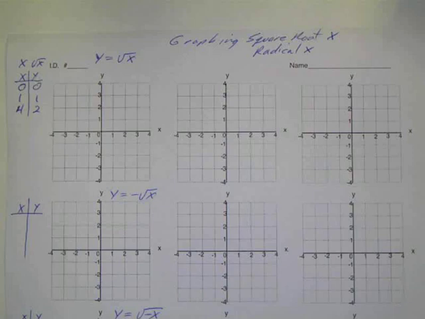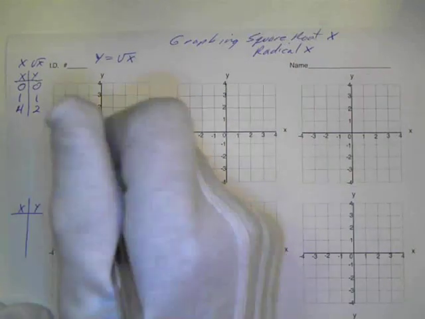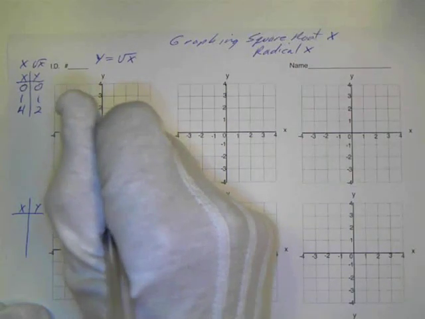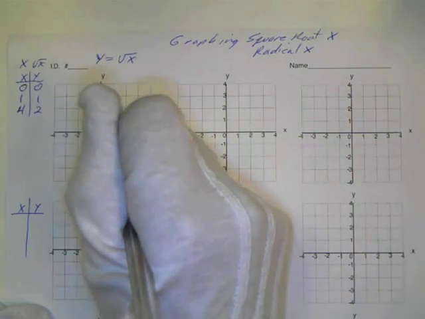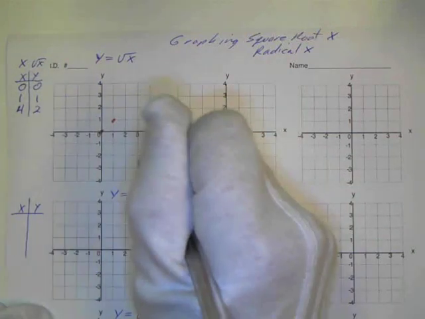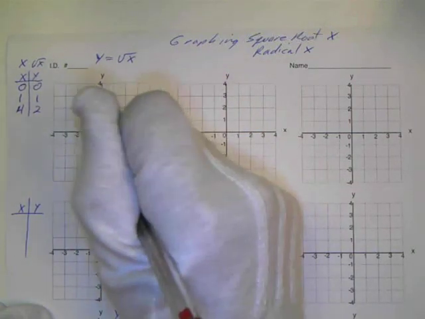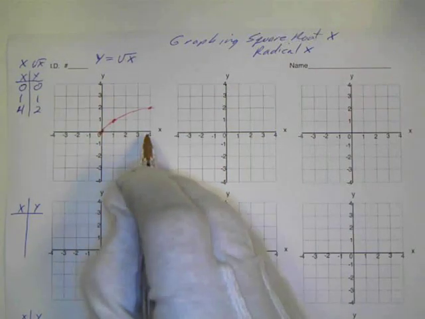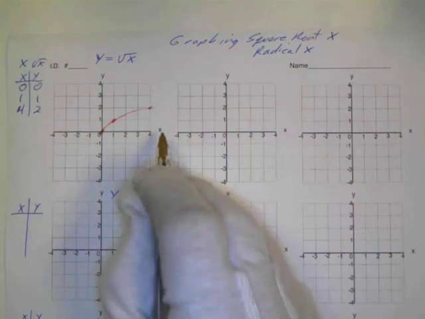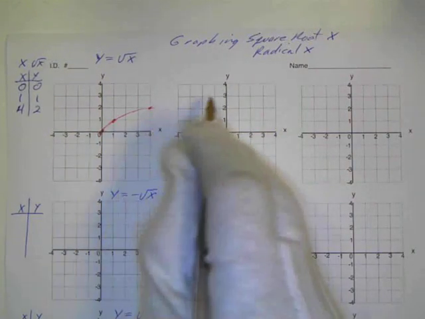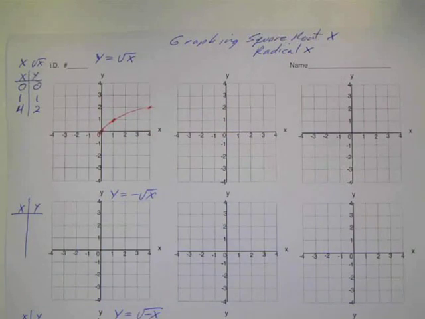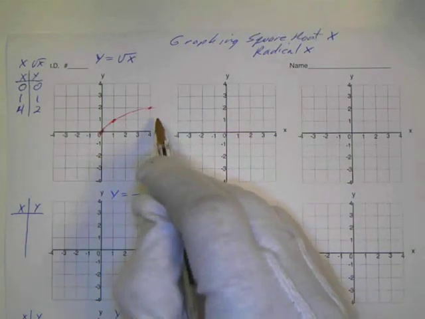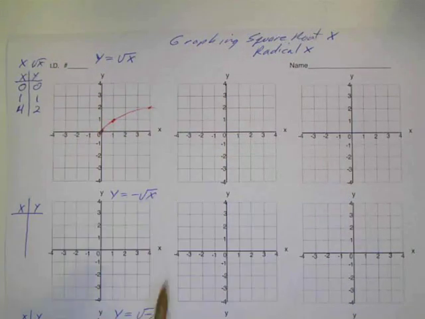And I put these down. 0, 0, and that's what we call the point of origin. And then 1, 1. And then when x is 4, y is 2. And that gives us a good idea. If we went farther out, the next one would be 9. When x is 9, the square root of 9 is 3. So I'd go up a little bit higher. But we don't have that much room on this little graph, so we'll leave it like that. So this is all we really need to get an idea of what the square root of x looks like.